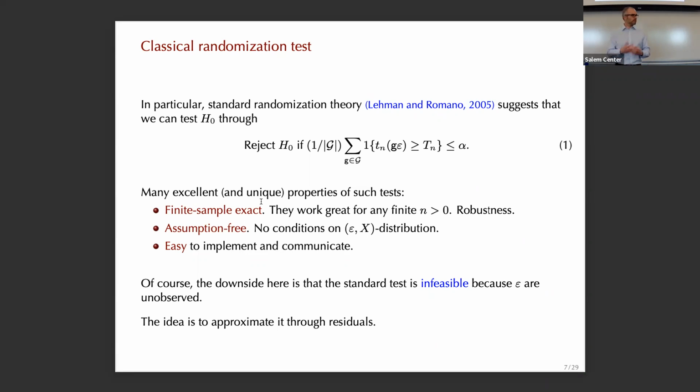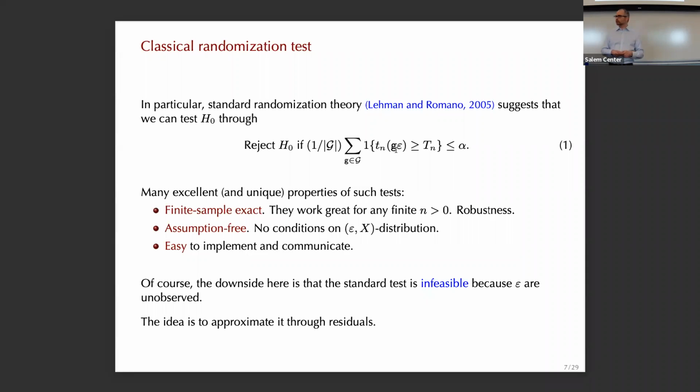However, here the problem is that we have a model now, and the errors are unobserved. This method is completely infeasible because I cannot calculate this function, since these errors are unobserved. So how can I compute errors that I just don't know? The idea now will be to try to approximate that test by perhaps plugging in the residuals.